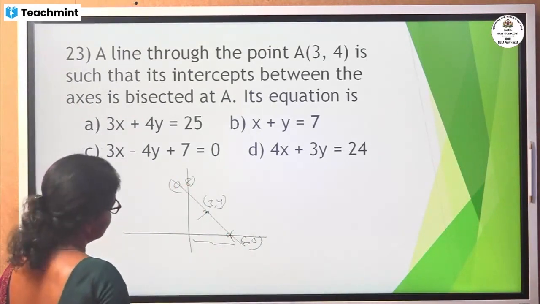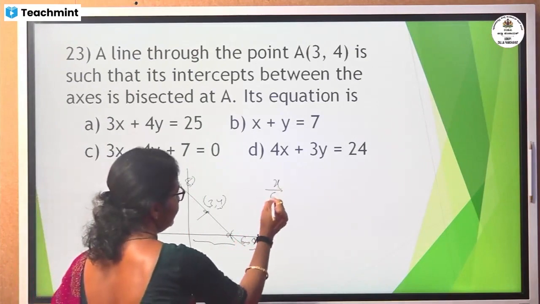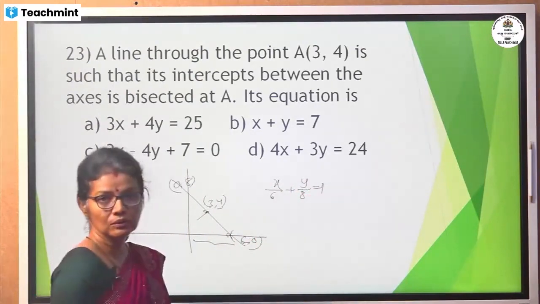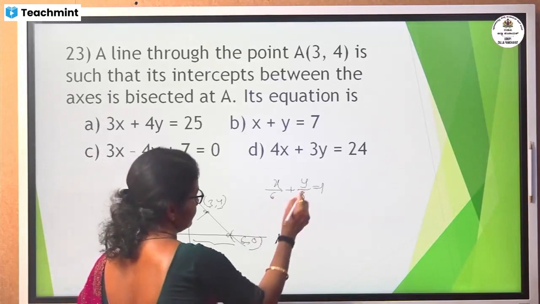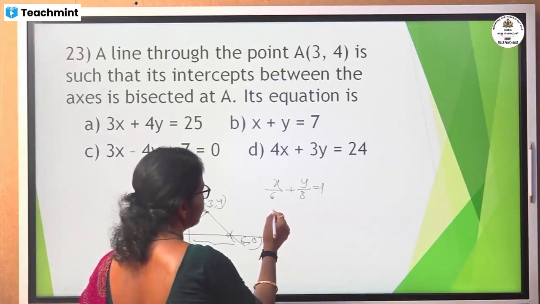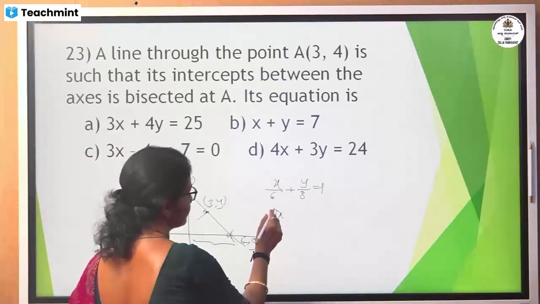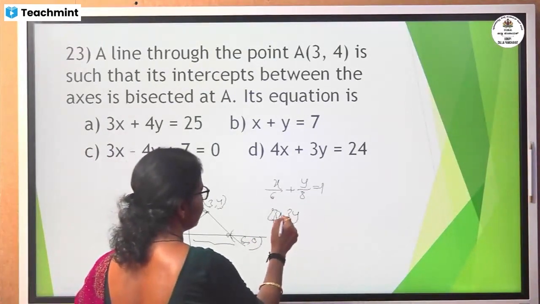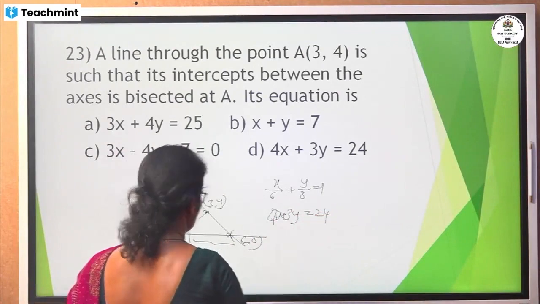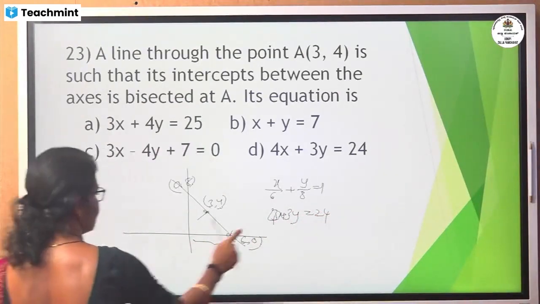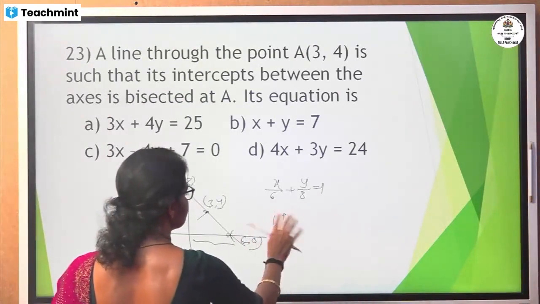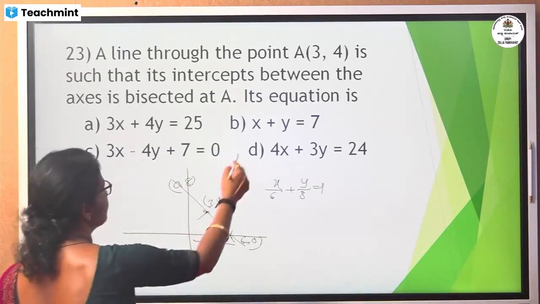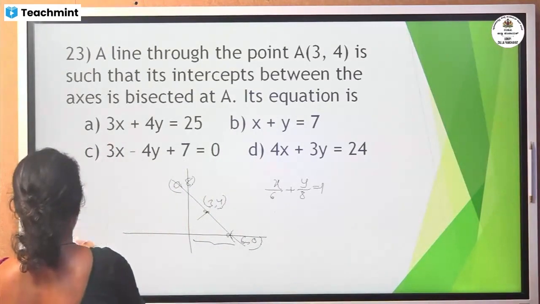So use the intercept form of the line, that is x by a plus y by b equal to 1. Simplify by taking the LCM, actually 24. So we'll get 4x plus 3y equal to 24. If you check with the options, option D holds good.